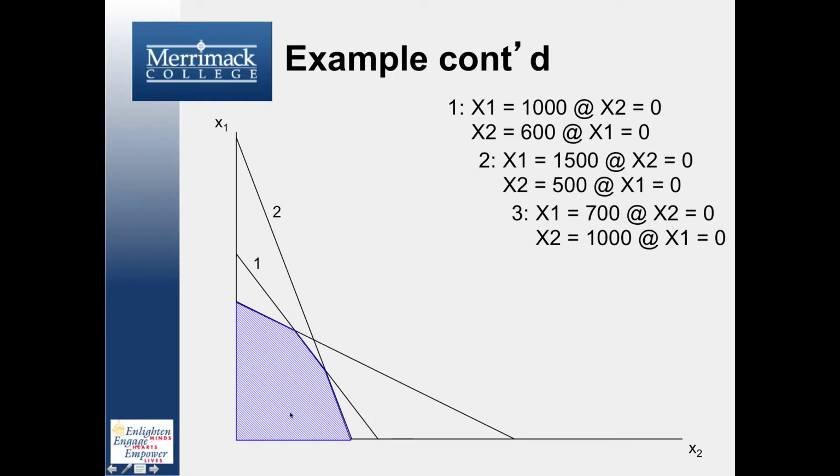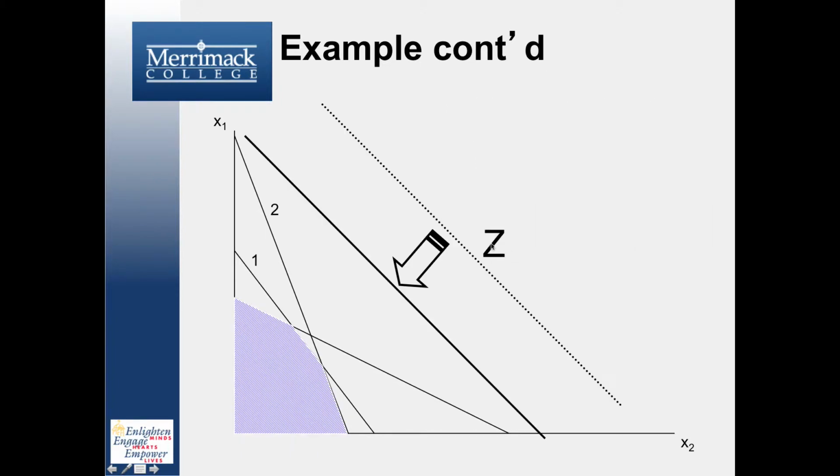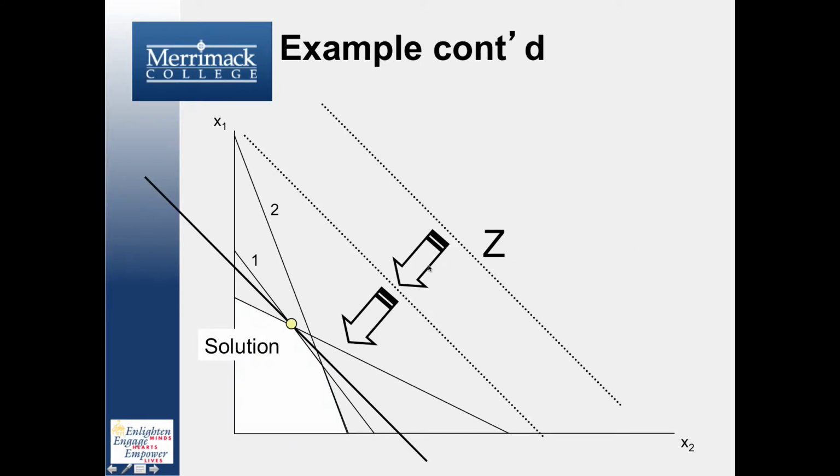Okay. So now what I want to see is where does the optimization function or the objective function show up? So I can actually plot that for different values of z, and I can just keep moving it down until it hits one of the corners of the constraints region, the feasible region. And this is the first point it hits, so this is the solution.